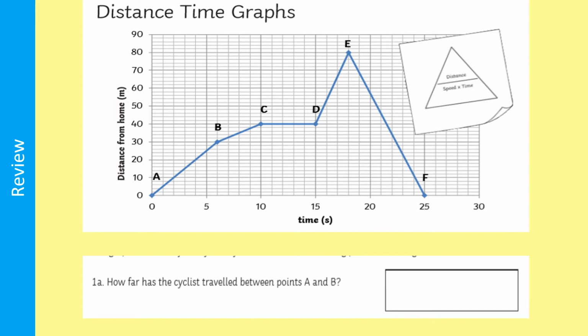Part 1 of the question says, how far has a cyclist travelled between point A and B? So if you look at the graph, the journey starts here at 0 meters and 0 seconds and goes to here to B. So that part of the journey takes, measured off the graph, 6 seconds, and that part of the journey covers, looking up the y-axis, 30 meters. So the question is, how far has a cyclist travelled between points A and B? 30 meters.